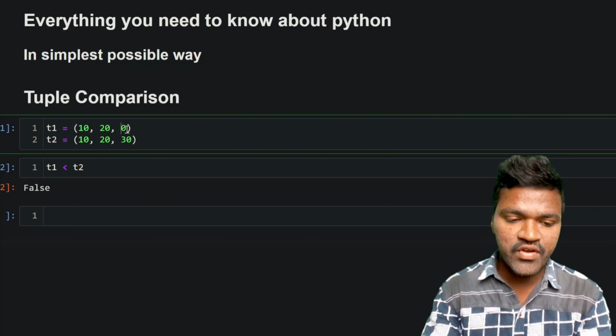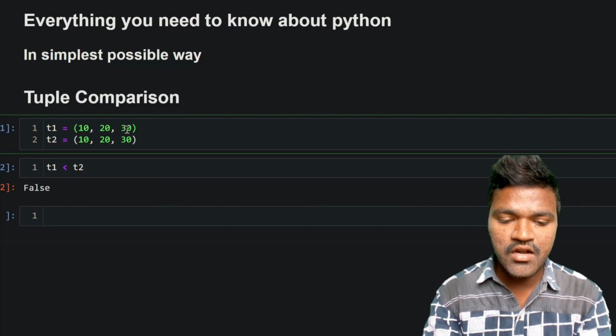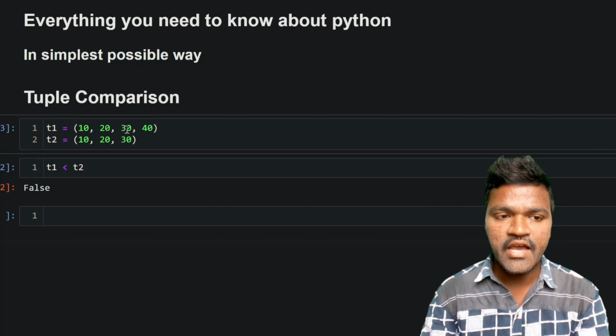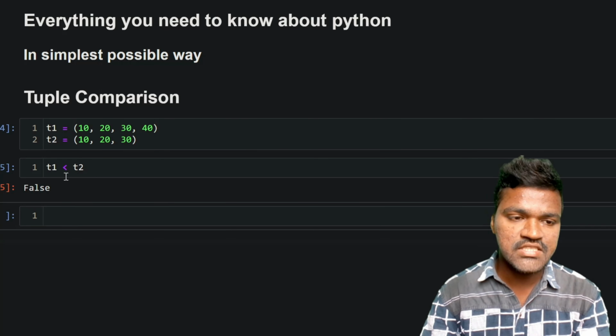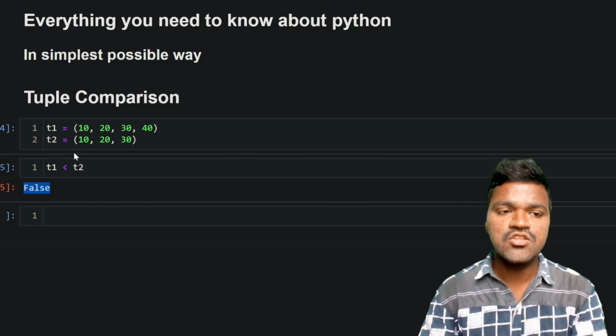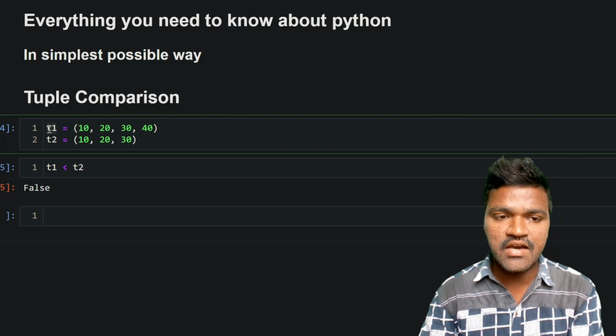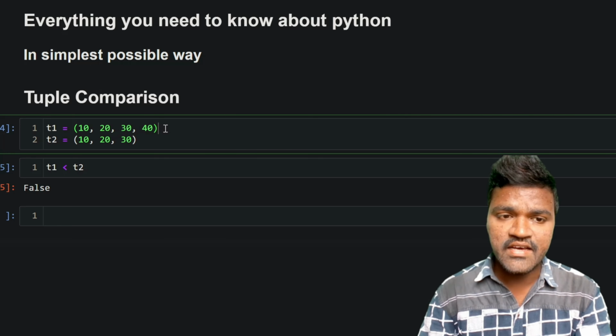Let's say I take this 30 and also consider one more element, 40, and I execute this and this one also. We are getting false, which means though the T1 elements are greater, we are getting false.